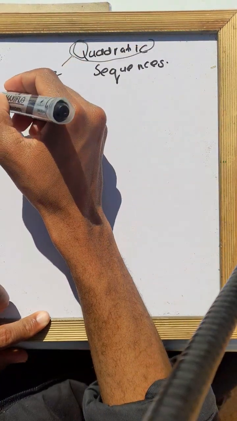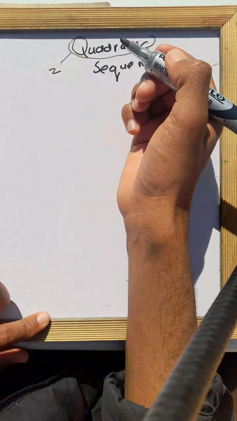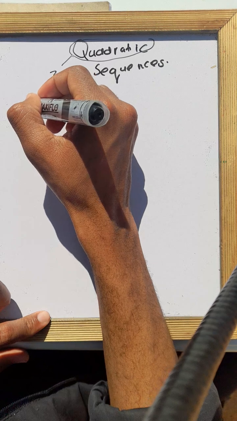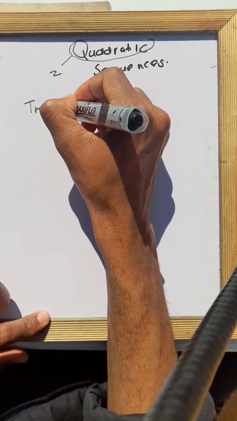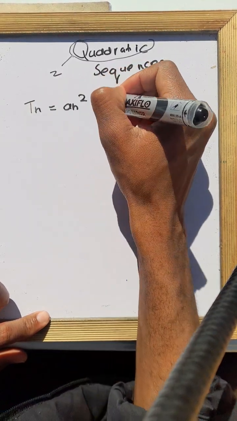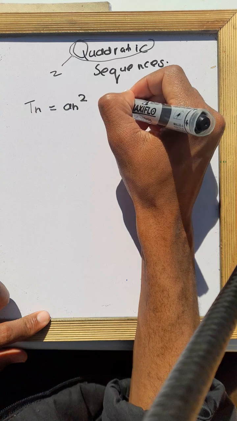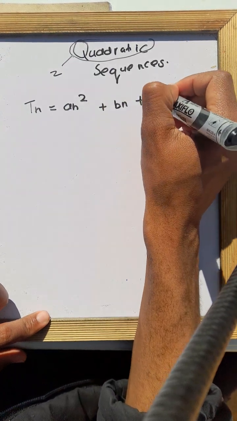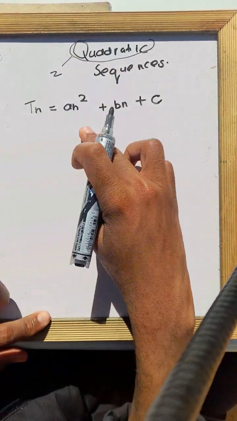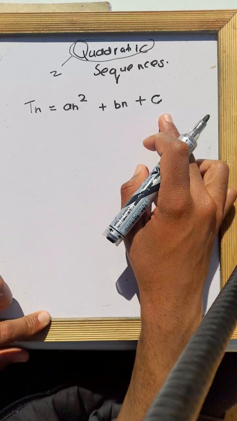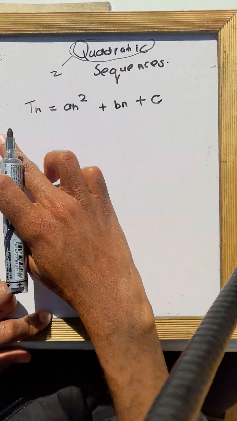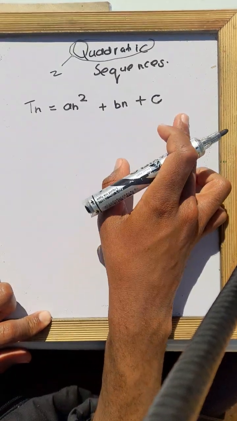So you'll see why. The general form of a quadratic sequence, we're going to write Tn is equal to an squared plus bn plus c. This is the general form of a quadratic sequence. This is the shape that it takes. So we are all going to be dealing with this.